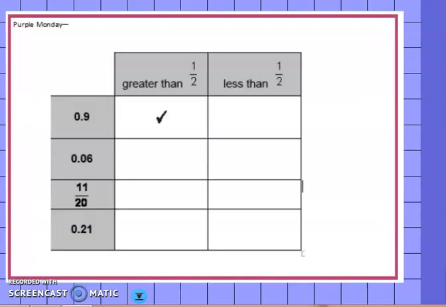The next task for purple is looking at this table and you need to explain if it is greater than a half or less than a half. So 0.9 is obviously 90% or 9/10, that is greater than a half. You need to then work out for the next 3 and tick the column if it is less or greater than a half.